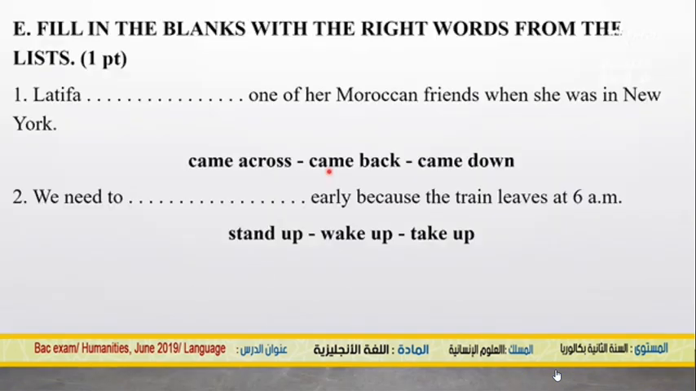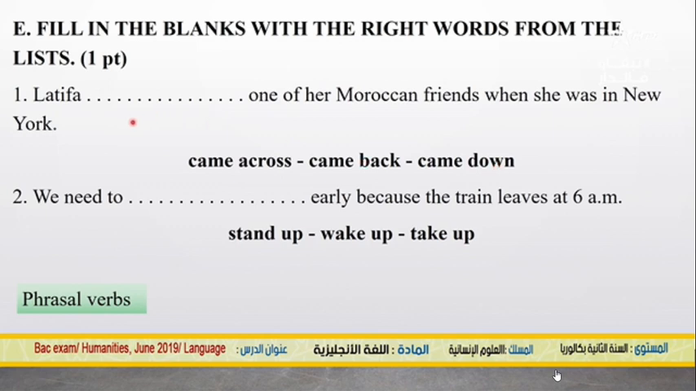Exercise E. Fill in the blanks with the right words from the list. Well, as I said, this exercise is about providing or giving the correct phrasal verb. So let's read the first one. Number 1, Latifa gap one of her Moroccan friends when she was in New York. And you have 3 options here. You have came across, came back, came down.